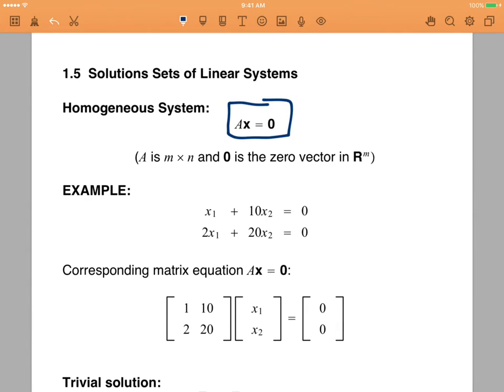It looks like this, now that we've learned the matrix equation. In other words, the vector on the right-hand side is just 0. That makes it a homogeneous system. And if you're looking at it the way we're used to, as a system of equations, it means all the constant terms on the right-hand side are 0.